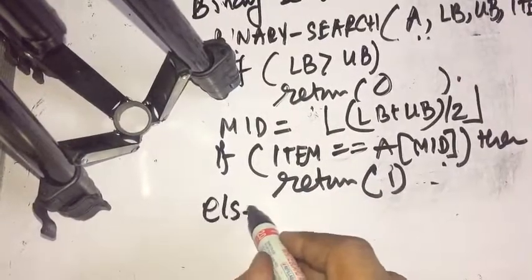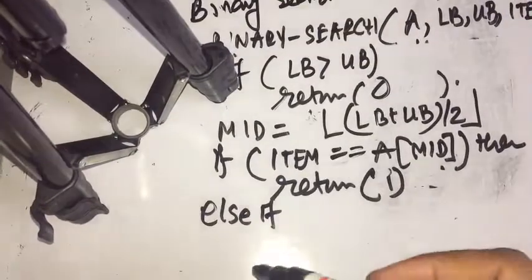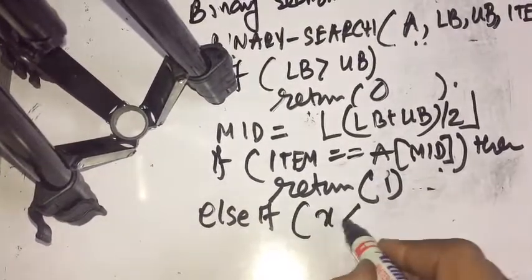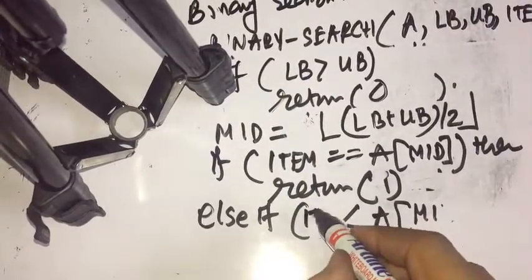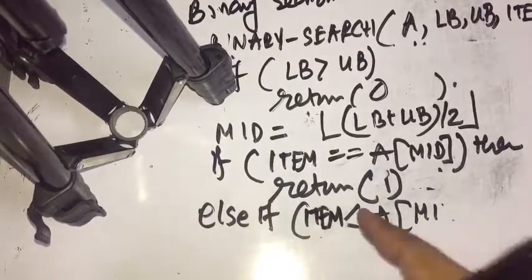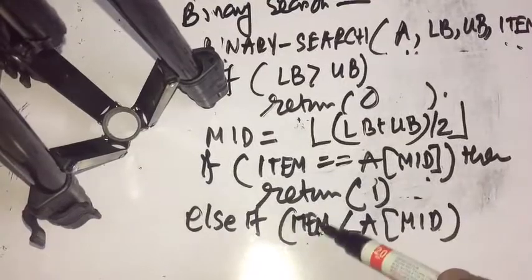Else if, as this is a recursion, there is only a selection procedure: if, else if, else. If x is less than a of mid, where x means again the item. If the item is less than a of mid, here we consider item, that's why it is item.